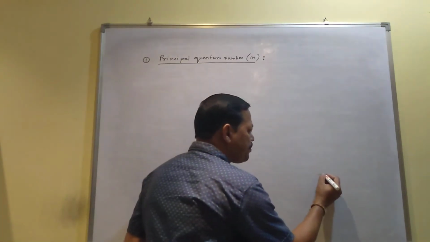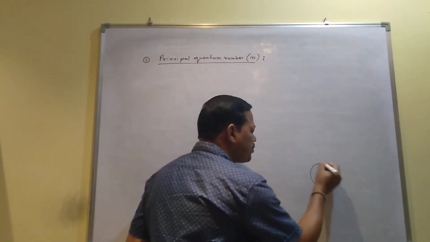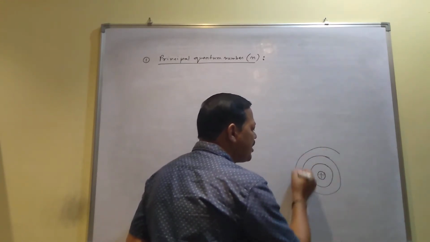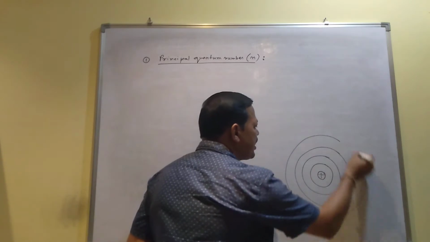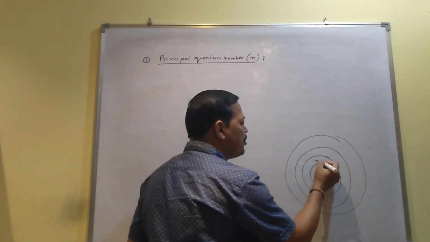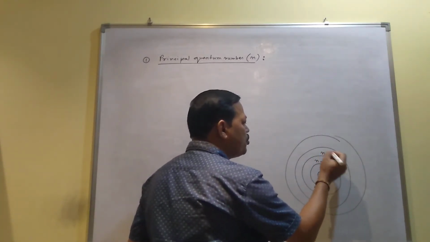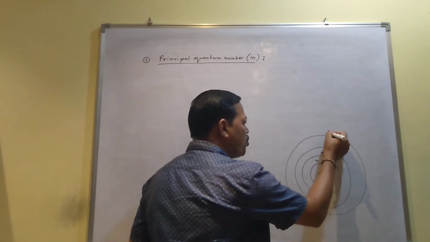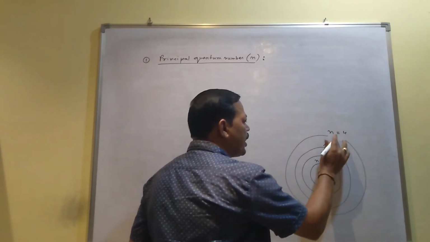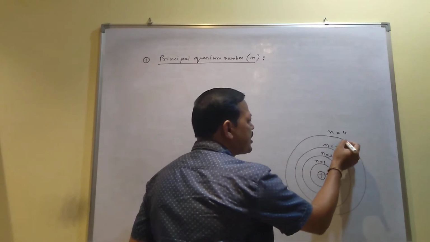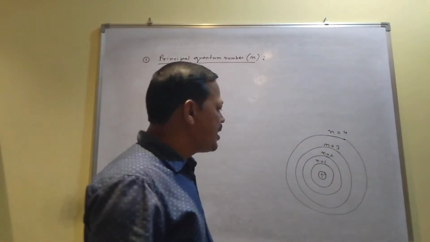For example, this is your nucleus. First shell, second shell, third shell, fourth shell, like this. For the first shell, n value is 1. For the second shell, n value 2. Third shell, n value 3. Fourth shell, n value 4. So in this way, the n value represents different shells.